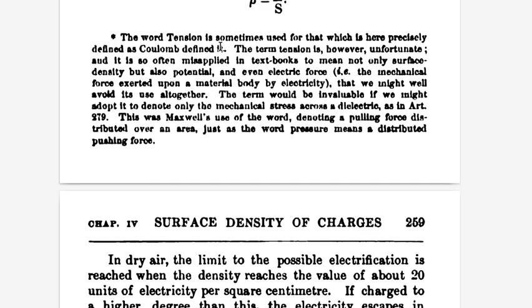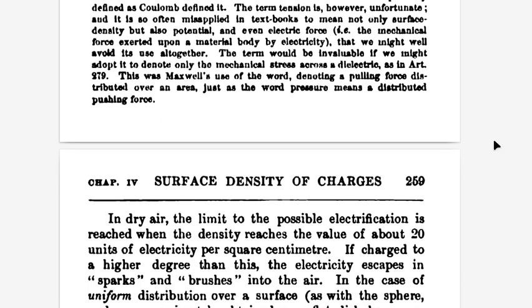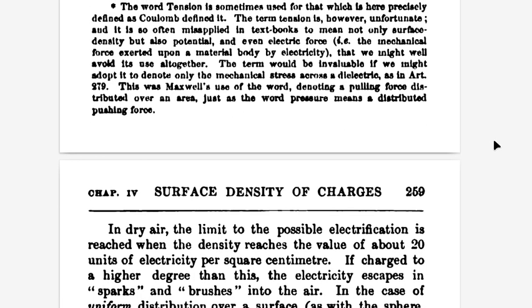Note: the word tension is sometimes used for that which is here precisely defined as Coulomb defined it. The term tension is, however, unfortunate, and it is so often misapplied in textbooks to mean not only surface density but also potential, and even electric force, that is the mechanical force exerted upon a material body by electricity, that we might well avoid its use altogether. The term would be invaluable if we might adopt it to denote only the mechanical stress across a dielectric, as in Article 279. This was Maxwell's use of the word, denoting a pulling force distributed over an area, just as the word pressure means a distributed pushing force.